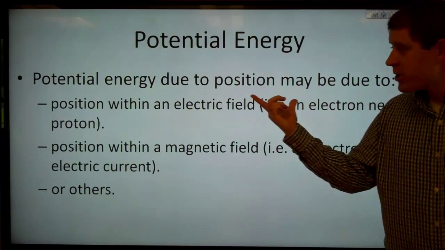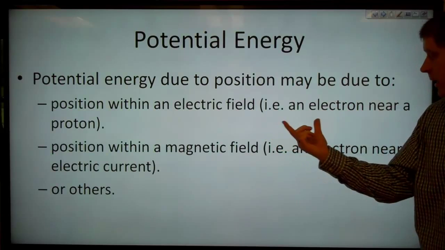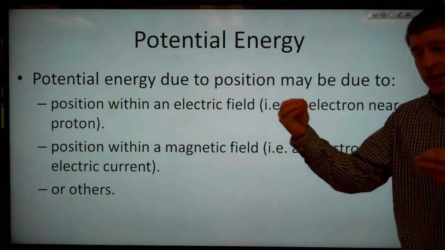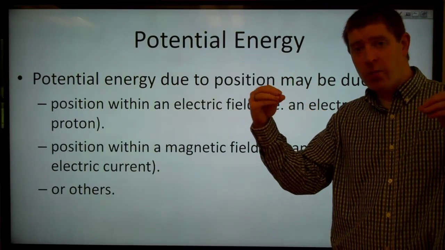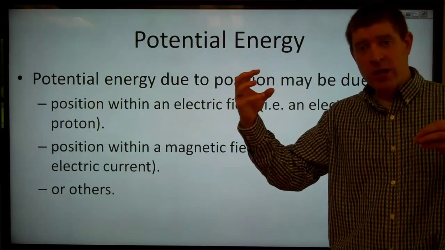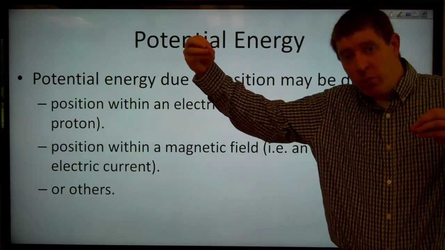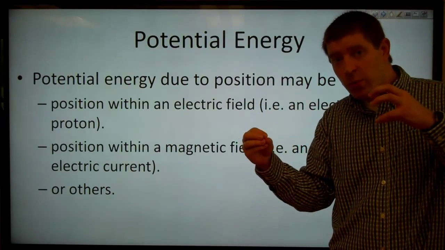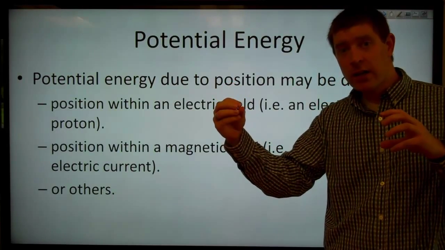So potential energy due to position may also be due to position within an electric field. So this is something like an electron near a proton, near the nucleus. That electron and the proton are attracted towards one another. Each of them has a potential energy. The electron has a potential energy because it's being pulled towards the proton, just like an object is being pulled towards the center of the Earth. Likewise, the proton has some potential energy because it's being pulled towards the electron.